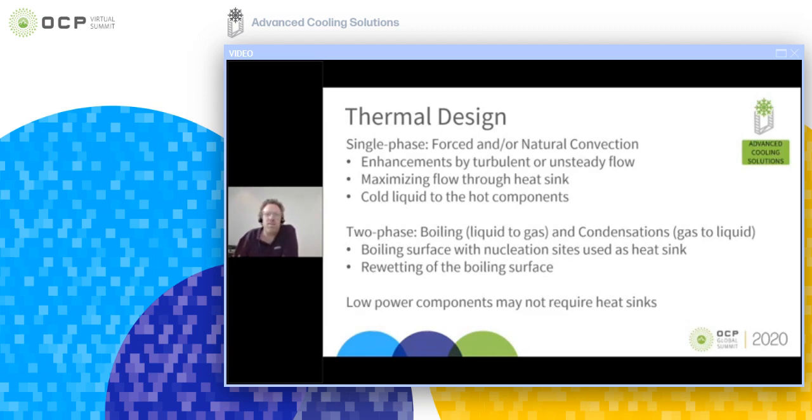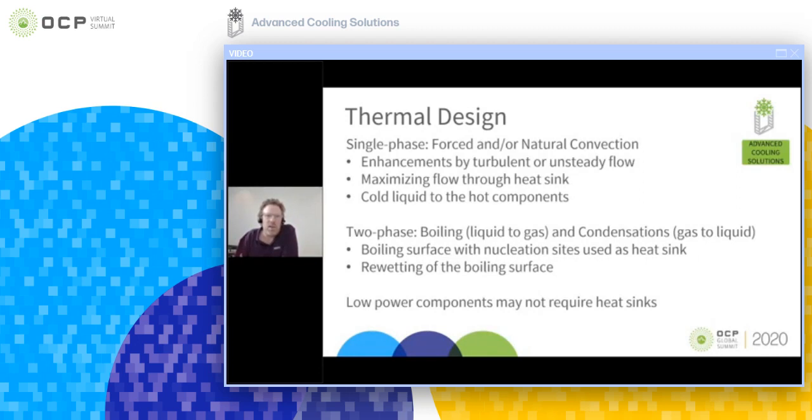So thermal design is probably one of the most interesting parts of optimizing IT equipment for immersion technology. When looking at the thermal design of a solution, a basic division can be made between single-phase applications and two-phase applications. Single-phase refers to a solution where the liquid is not designed to evaporate, and which is driven by either forced or a natural convection circulation mechanism. The enhancements can be achieved in various ways.